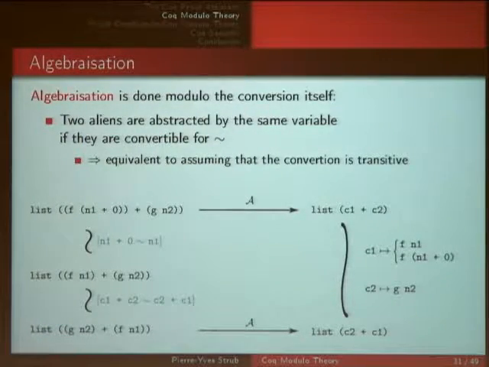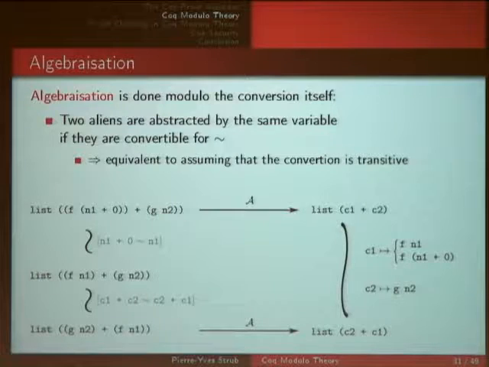If during the algebraization process I choose my variables such that two aliens which are convertible are assigned the same variable, then c1 will represent both the alien f applied to n1 and the alien f applied to n1 plus 0. That is replacing this one and that one. To c2, you assign g of n2. And then, again, the algebraization of the first one is list of c1 plus c2. The algebraization of this last one is list of c2 plus c1, and then they are convertible in one step.